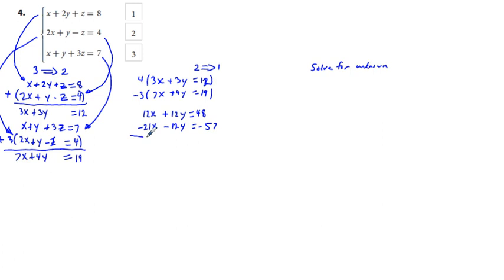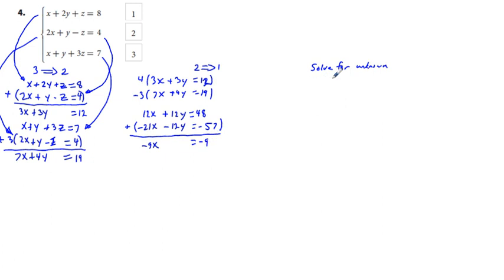And now we can add these 2 equations to get one. So 12x plus -21x, that's going to be -9x. And then 12y minus 12y simplifies to 0. And on the right side, we have 48 minus 57. That's going to be -9.